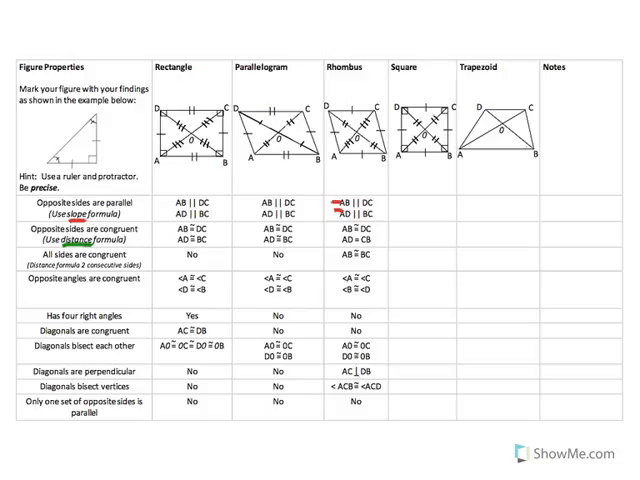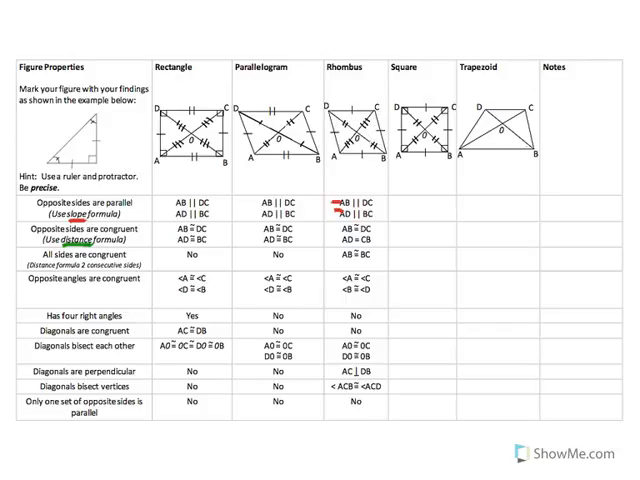Opposite angles are congruent, so this angle is congruent to this angle. This angle is congruent to this angle. A rhombus does not have 4 right angles. Just look at the picture itself. Do either of these angles look like a right angle? No. So we put a no for that one. Diagonals are congruent? No, this one is shorter than this one. You can tell just by looking at the figure.